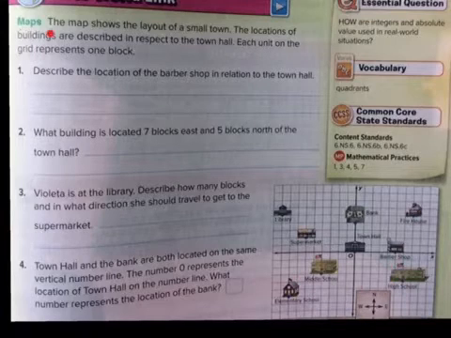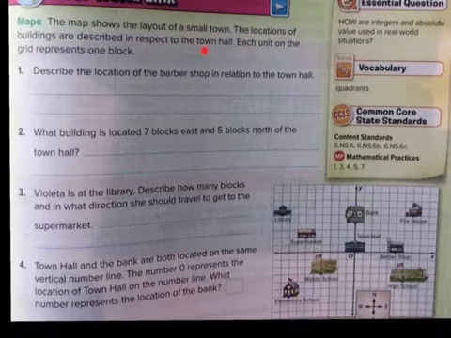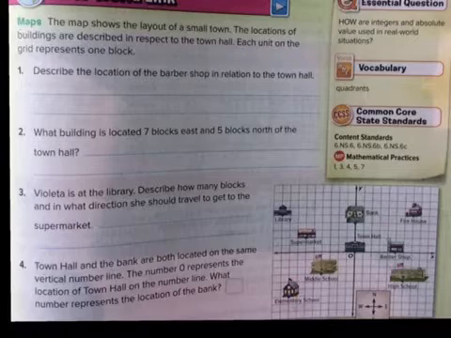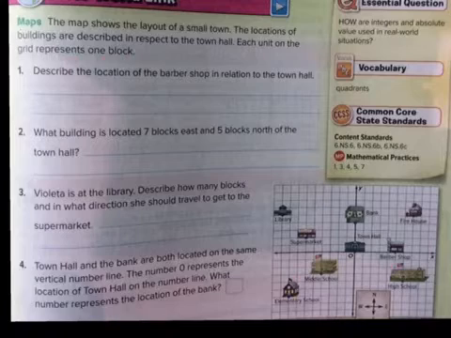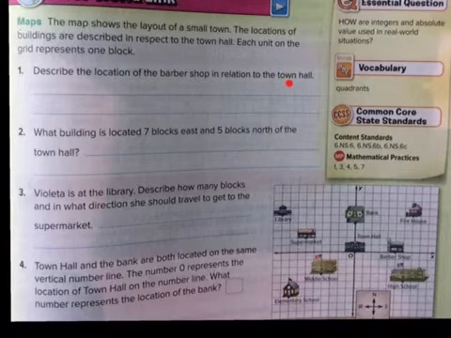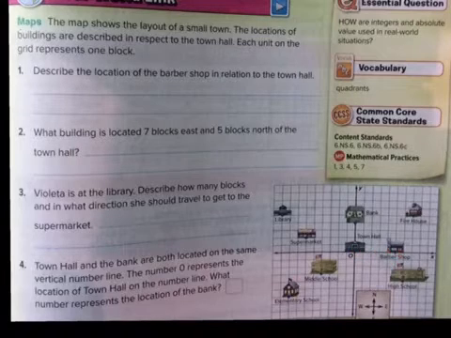Now we have here, the map shows the layout of a small town. The locations of buildings are described in relation to the town hall. Each unit on the grid represents one block, like one street block. Describe the location of the barber shop in relation to the town hall. There's the barber shop. It's exactly to the right.